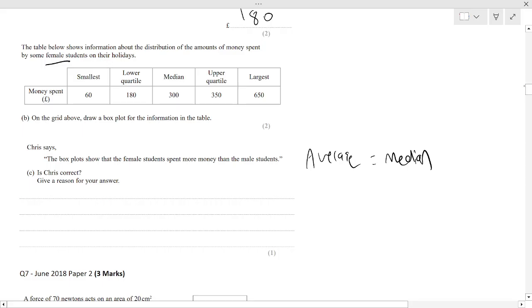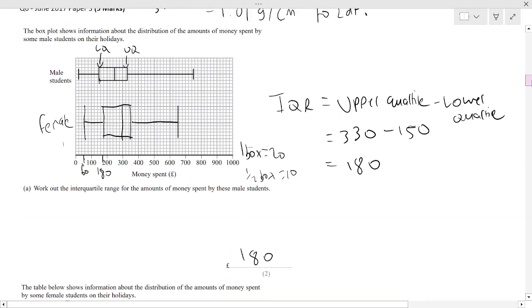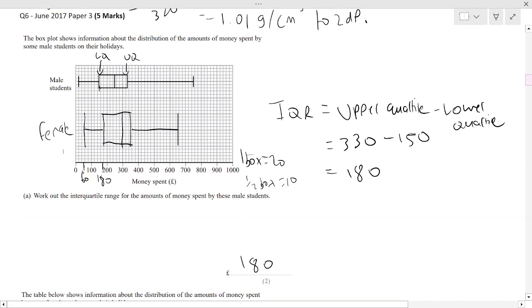And you should know with box plots, the average is the median. Okay, cool. So with that in mind, which box plot has the highest median? Well, it's going to be females, isn't it? Because the median here, this median line, is far more along than this, because the median here is 300, remember, but the median here was about 250, right?